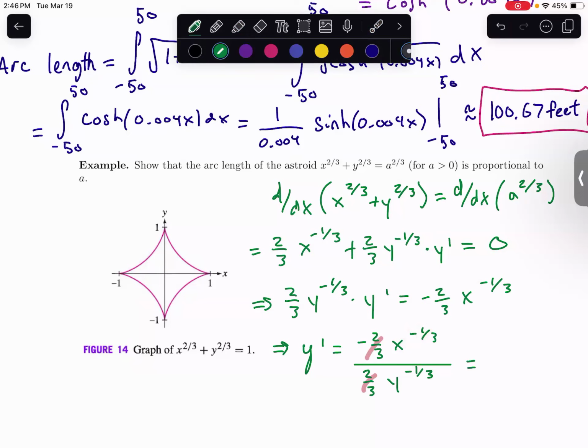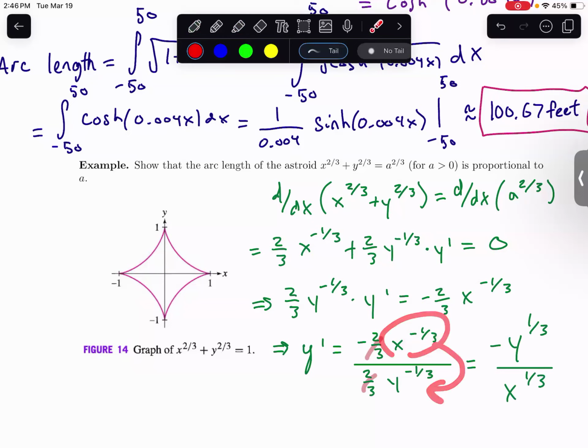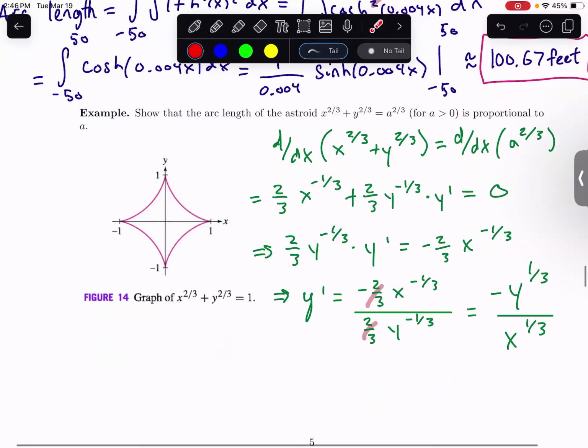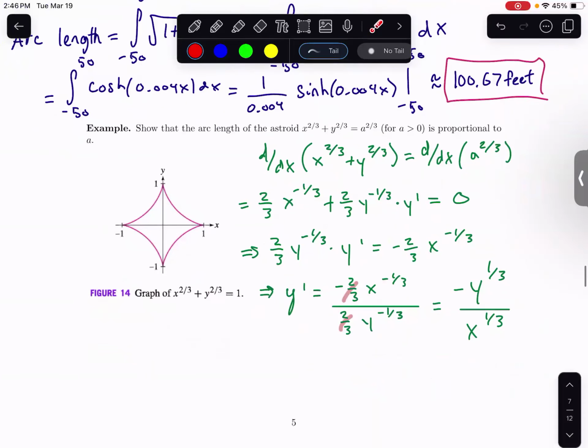This is really equal to minus y to the 1/3 power over x to the 1/3 power, right? If we have this minus power, it really means this is going to be x to the 1/3. And then the same in the denominator. The minus 1/3 means it's like 1 over y to the 1/3 power. So you can bring it up to the numerator. Okay, I'm gonna need more space for this.